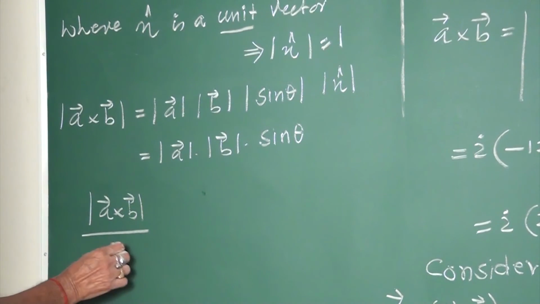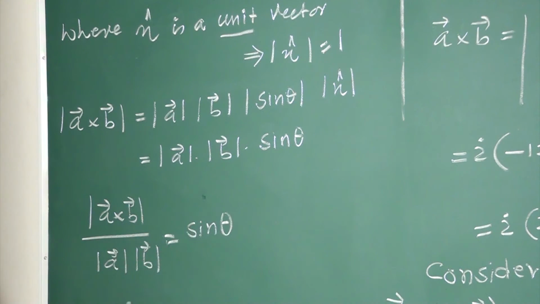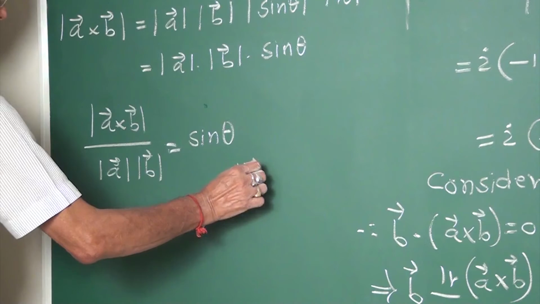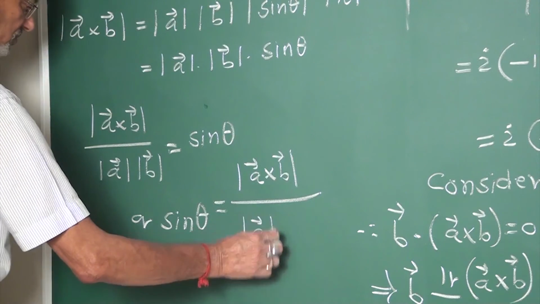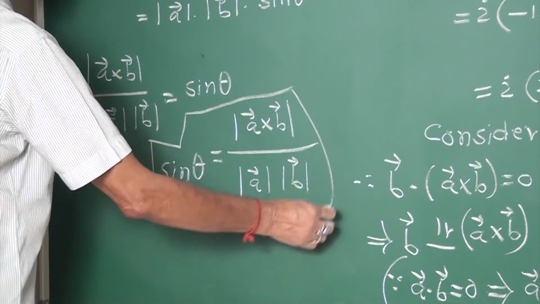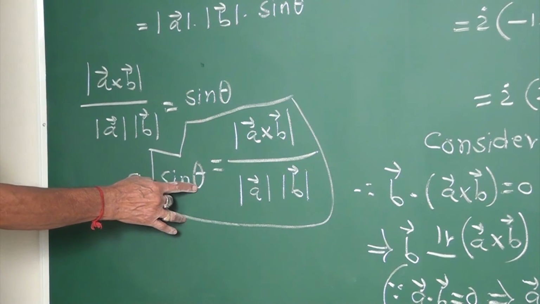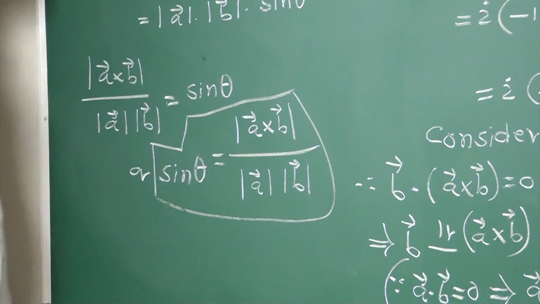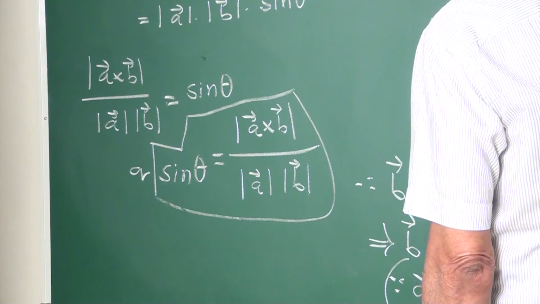From this, my friends, magnitude of A cross B upon magnitude of A into magnitude of B is sine theta, or sine theta equal to magnitude of A cross B divided by magnitude of A into magnitude of B. This gives the expression to find the sine of the angle between two vectors. Yes, my friend, I will do one example.